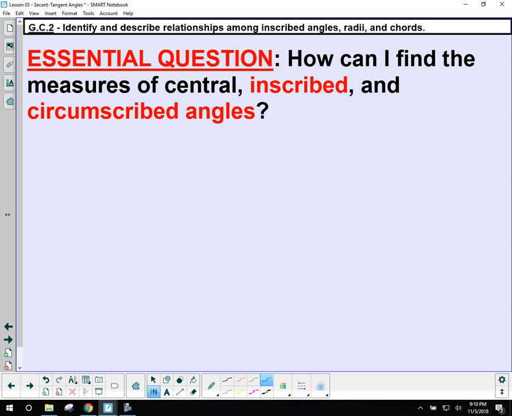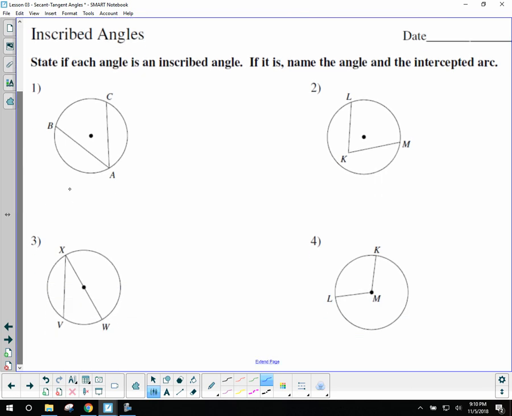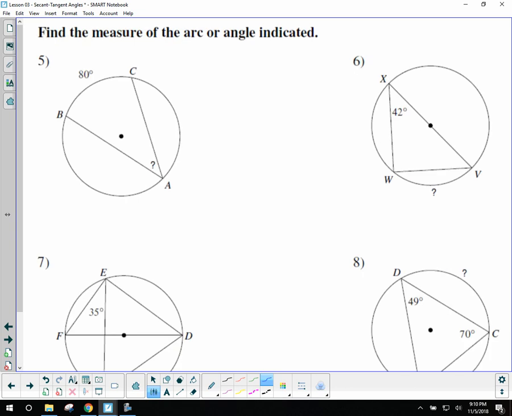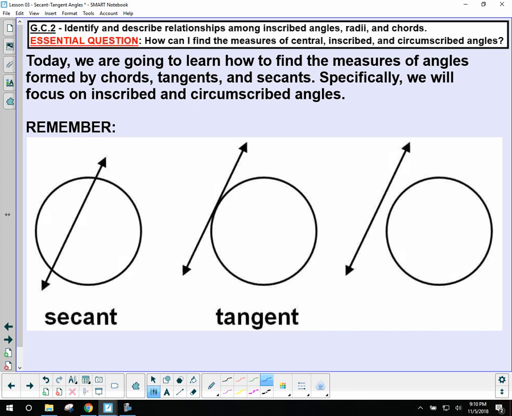Ooh. Get this sheet off the table next to the Chromebooks and start working on it. Well, I don't remember that being there from last time. I'm going to scribble that out. And pretty sure you already have this worksheet anyway, but we're skipping this. Skipping that too. Skipping that. Here we go. I don't know who put those worksheets there, not I.